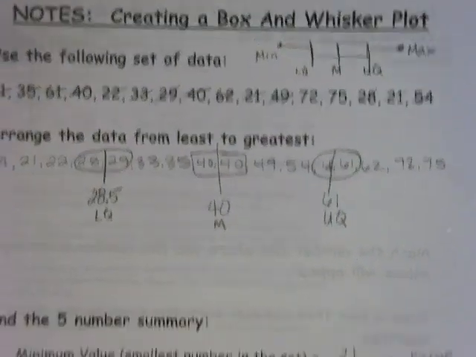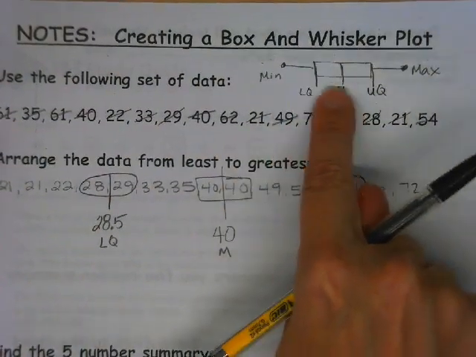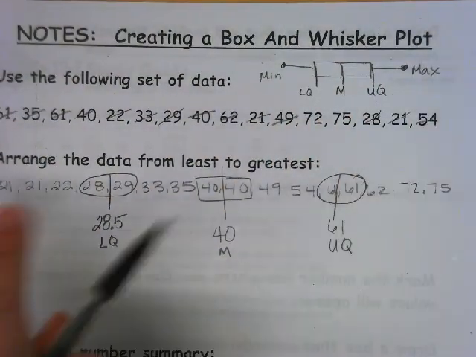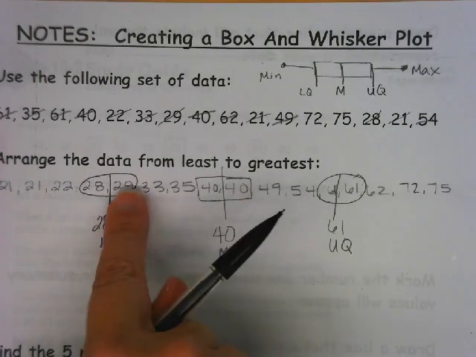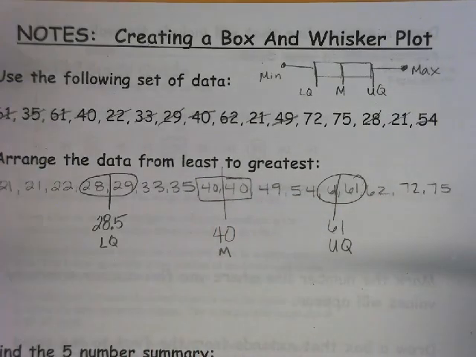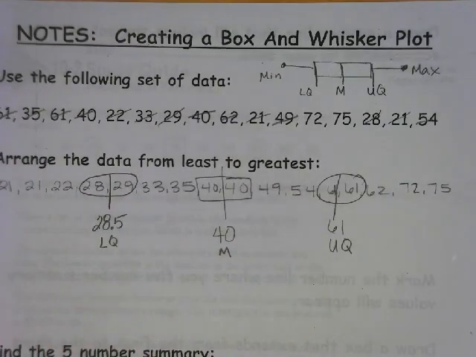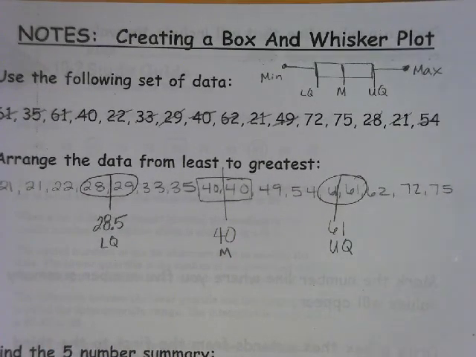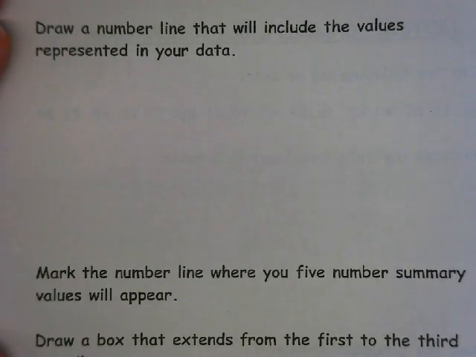And keep in mind, when we draw this, these pieces may not be the same spacing. But I want you to notice that each one has 4 pieces of data. 1, 2, 3, 4. 1, 2, 3, 4. They all have the same amount of data, but they may not be the same size depending on the spread or the range. Okay? So we're going to turn this over, and we're going to draw our box and whisker.